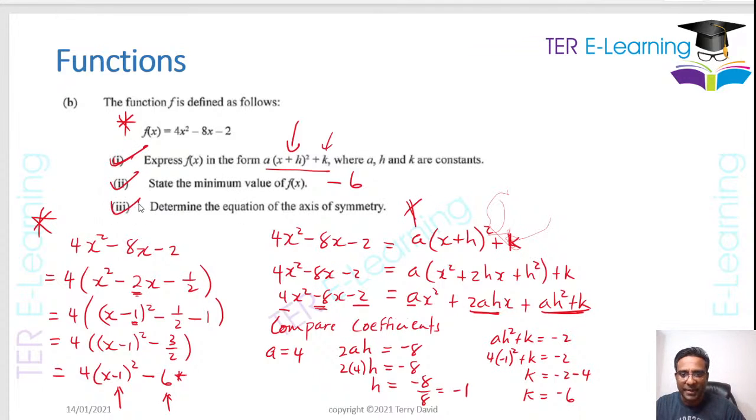And for the next one, they want to know the axis of symmetry. Yesterday I showed you guys what to do. Whatever is inside this bracket, this x plus h, you need to put that equal to 0 and solve. So it's going to be x minus 1 equal to 0, therefore x is equal to 1. So the answer for the axis of symmetry is simply x is equal to 1, guys.